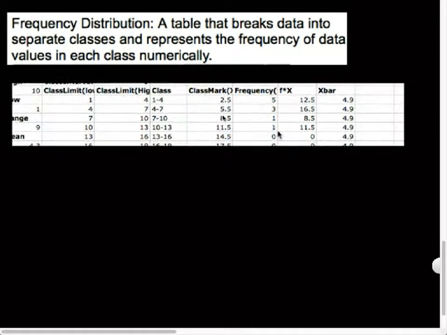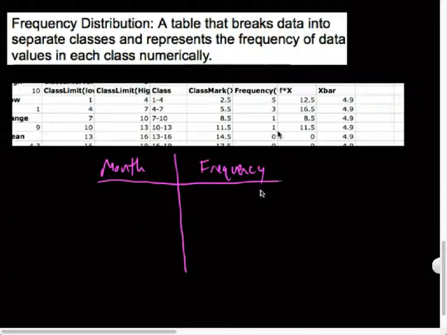So what I've generated is a table. And I'll write this out as well so you can see more what an actual frequency distribution is. We'll have month, and then we'll have frequency. And what I did was I broke this up into classes. How many people were born from months 1 to 4? How many from months 4 to 7? How many in months 7 to 10? And how many from months 10 to 13, it says, but we'll just call it 12.